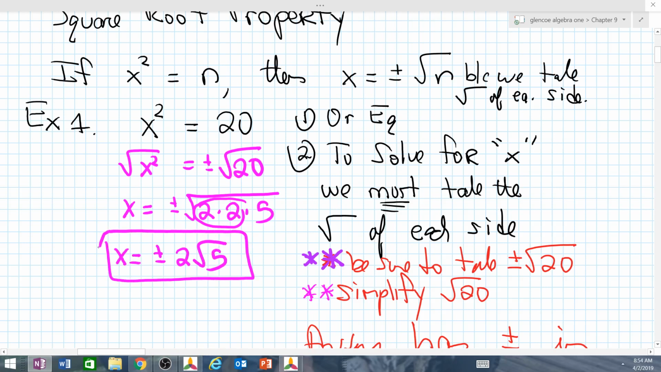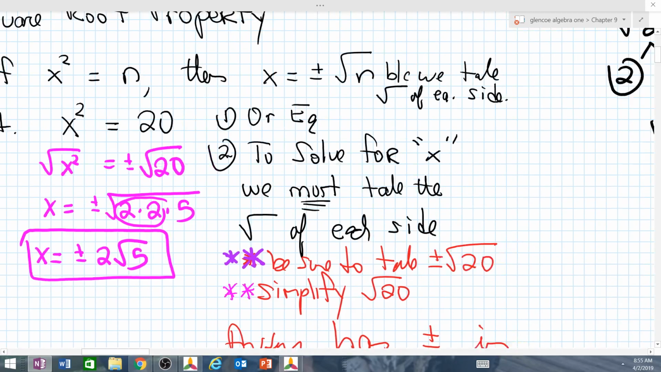Does anybody have a question? Make sure that when you simplify the square root of 20, that you also include the plus and minus into that. Take the plus and minus into account. Does anyone have a question? Pretty simple, straightforward, yes? Okay, let's give you guys one to try.